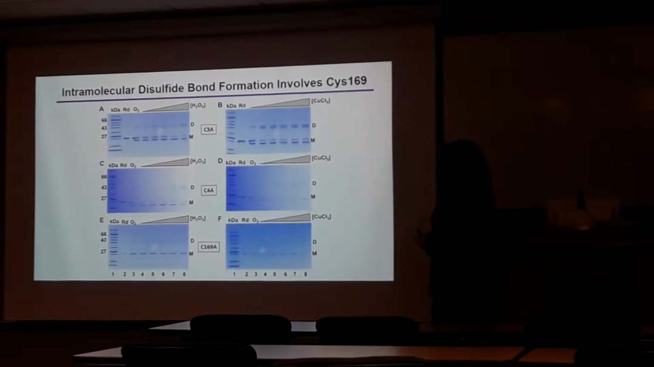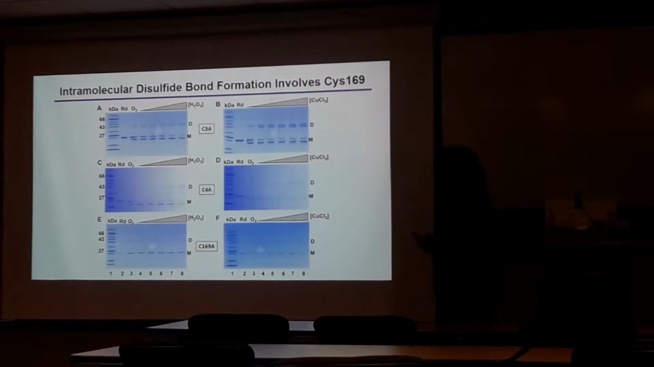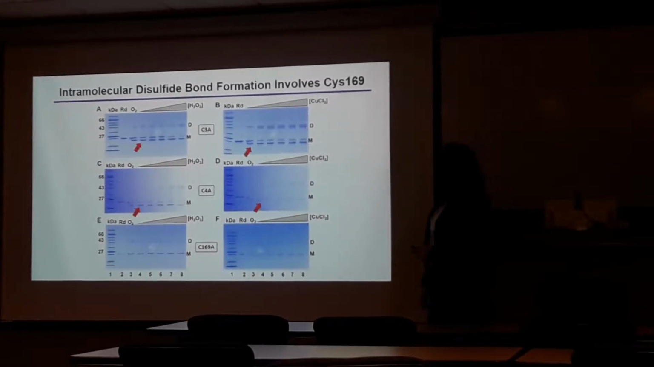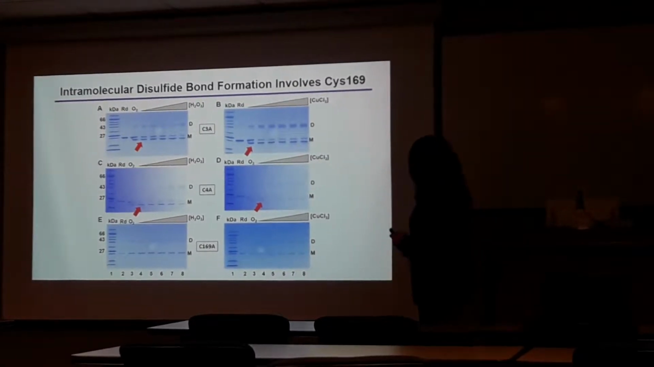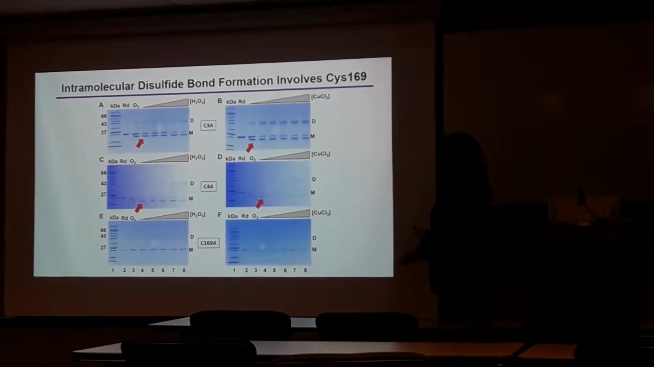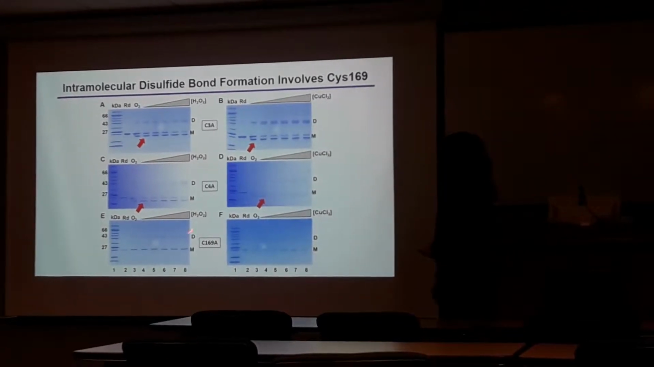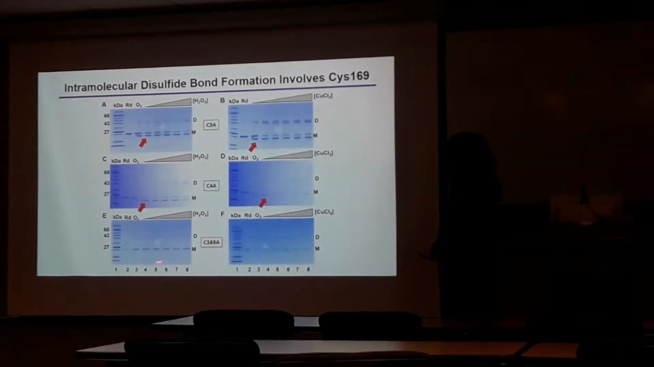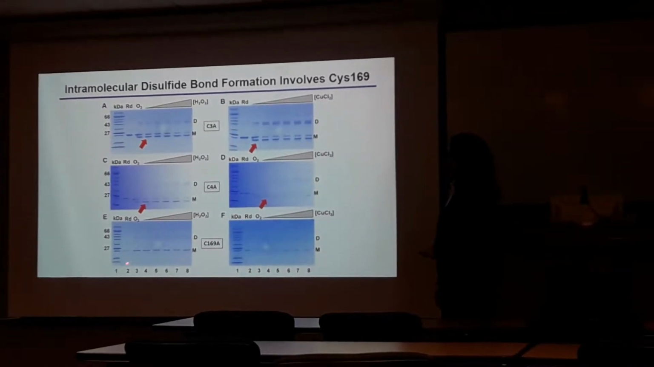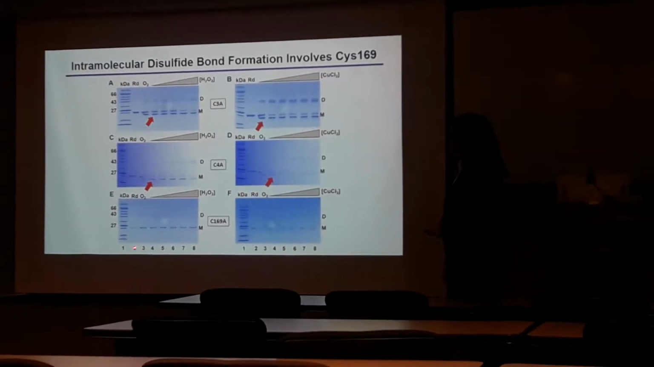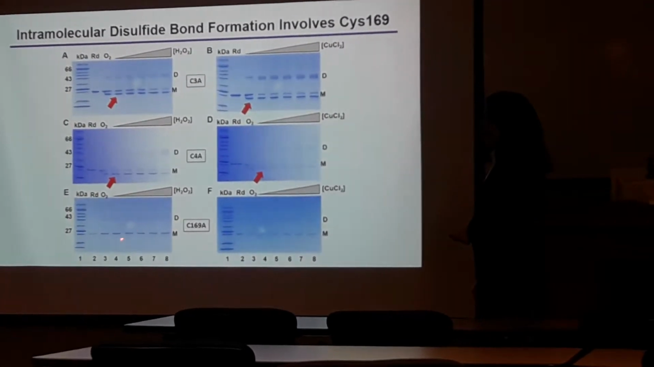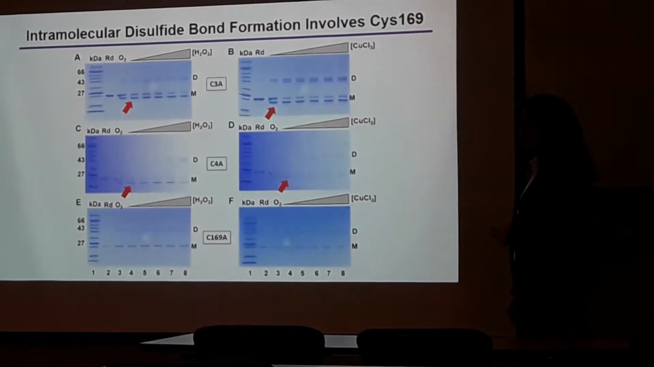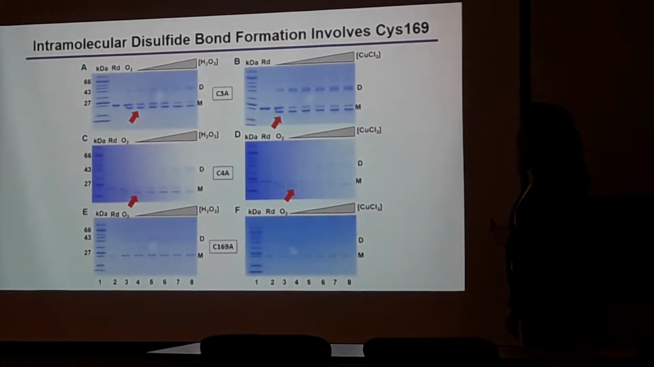We did SDS-PAGE analysis by incubating our cysteine mutants with increasing concentration of hydroperoxide and copper chloride. And C3A and C4A form intermolecular disulfide bonds, which is visible in the gel. But C169A doesn't form any intramolecular disulfide bond. That means that C169 is required for the formation of the intramolecular disulfide bond.